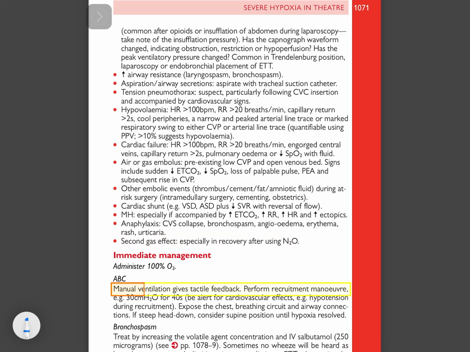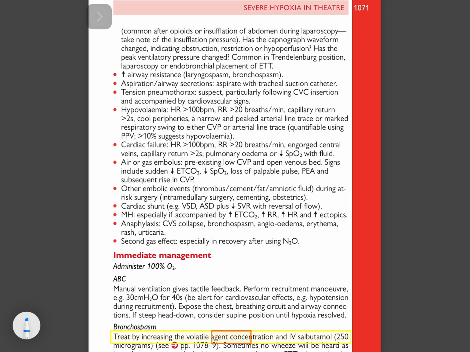Immediate management: administer 100% O2. ABC. Manual ventilation gives tactile feedback. Perform a recruitment maneuver, e.g., 30 cm H2O for 40 s. Be alert for cardiovascular effects, e.g., hypotension during recruitment. Expose the chest, breathing circuit and airway connections. If steep head down, consider supine position until hypoxia resolved.